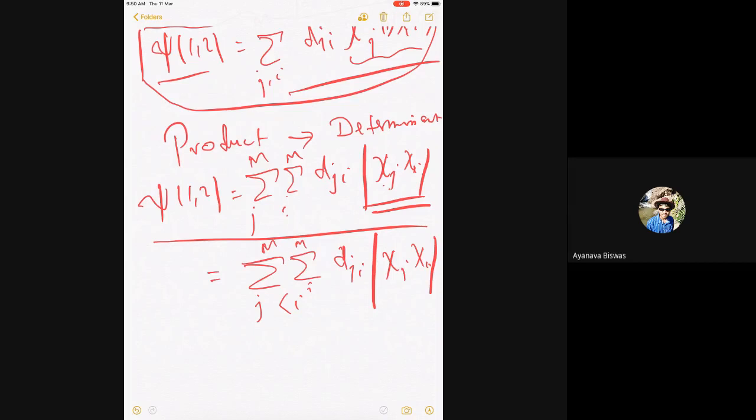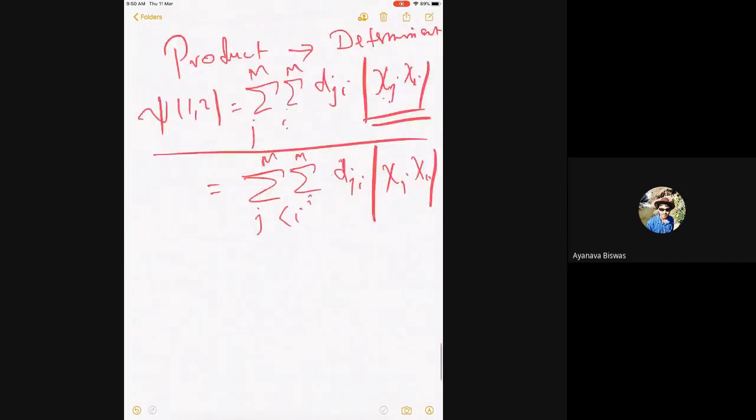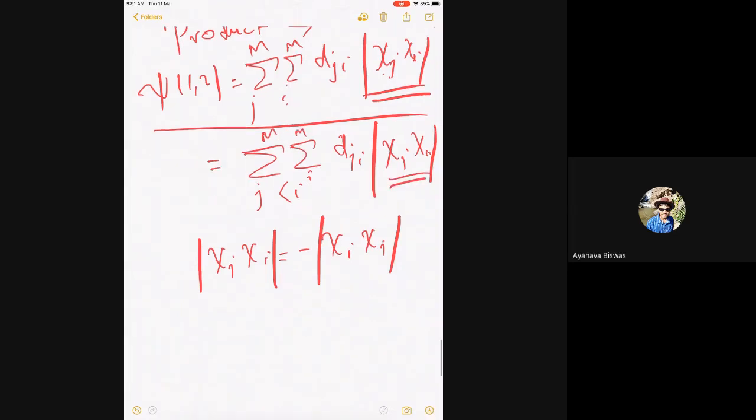Because they are not linearly dependent. So chi j chi I and chi I chi j. I hope all of you know that this is the negative of this, right? So they are linearly dependent. So I don't need to take all. I can take only j less than I; j greater than I I need not take. And of course, j equal to I will be 0 because it's a determinant.